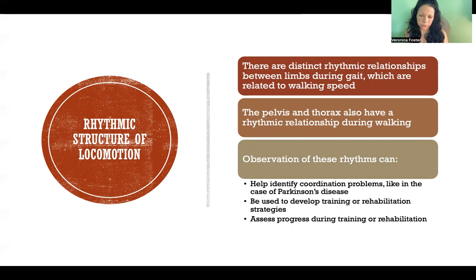There are relationships between the limbs and there's a relationship between the pelvis and the thorax, all of which we can study and analyze to see if the person we're working with is moving in the normal stereotypical way, or if there's something abnormal taking place that we can address through different interventions.